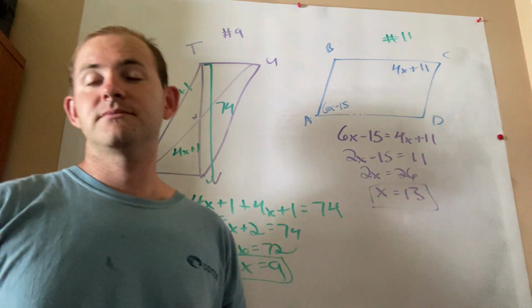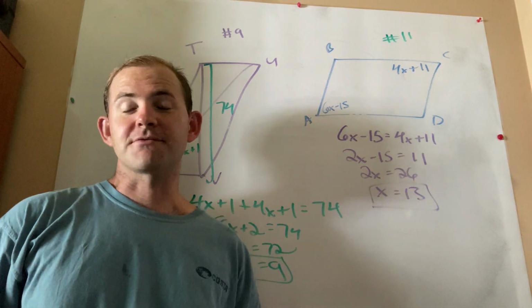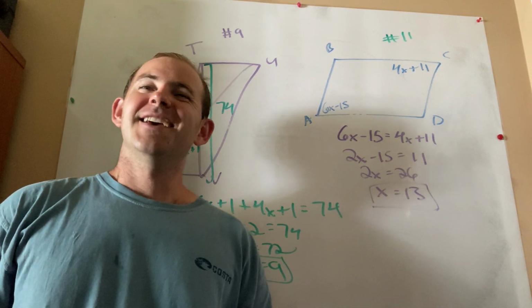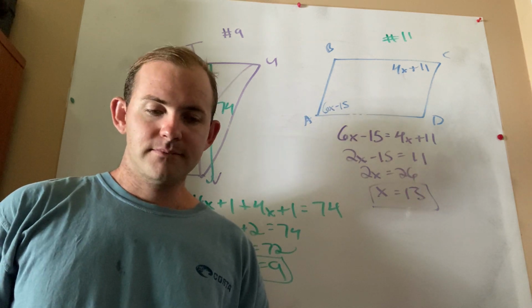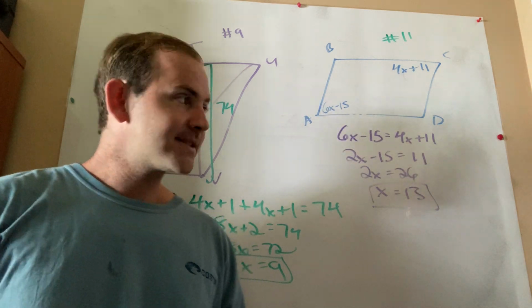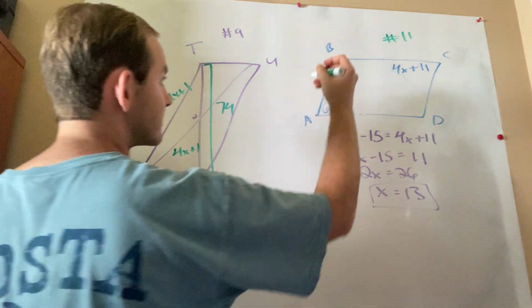But I'd be wrong. Why am I wrong? All my work is right. I hope it's right. The reason I'd be wrong is I didn't read the question. The question didn't ask me to find x. It actually asked me to find this angle over here.